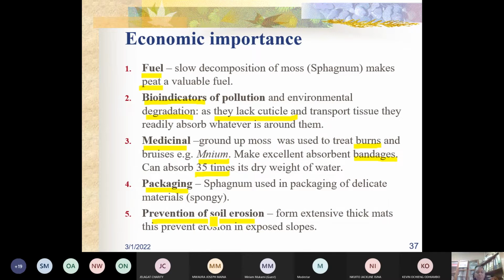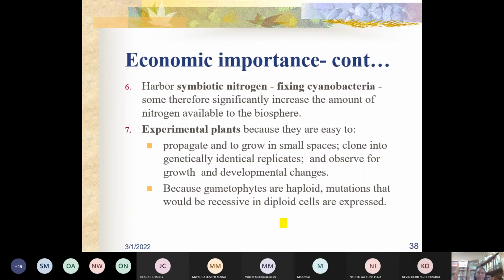Then bryophytes are important for soil erosion prevention. Why? They form a thick layer, a mat, over soil. So when it rains and wind comes, it will not carry away the soil. Another economic importance is that they form symbiotic relationships with other organisms. For example, they can combine with cyanobacteria and increase nitrogen in the soil.